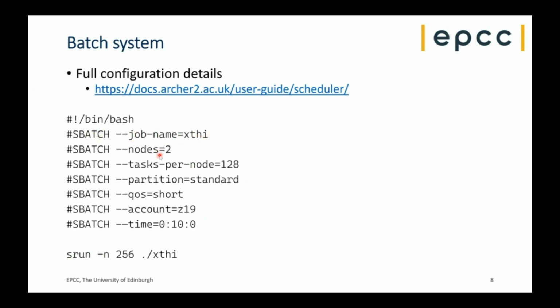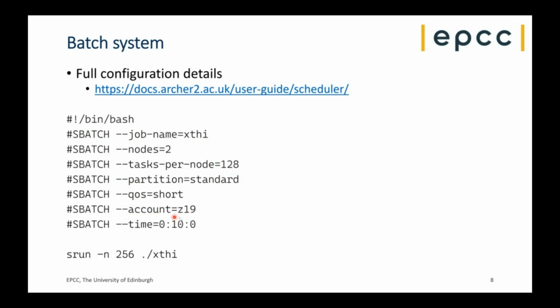I've given it a name. I'm saying I want 2 compute nodes. I'm saying I want to use 128 cores per compute node, or actually, I want to run 128 things per compute node. I'm specifying a partition, and in Slurm speak, this is like a queue, like a group of things to run on. So I'm using the standard partition. We'll look at what different partitions there are. And I'm also specifying a quality of service tag.